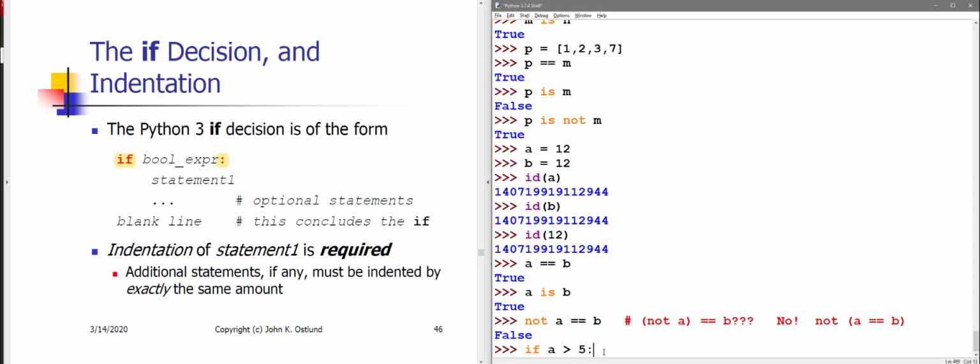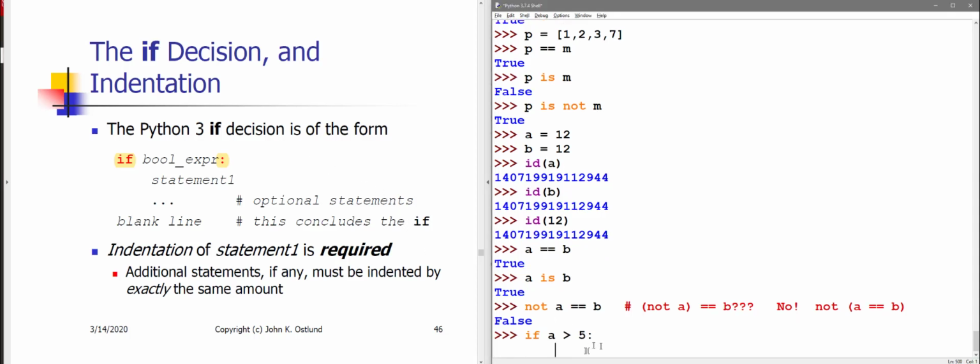Now, if the Boolean expression is true, we will execute whatever statements are contained within the if. And notice here that I've shown that these statements are indented. Python is obsessed with indentation. Everything within an if has to be indented, and furthermore, it also has to all be indented at exactly the same amount of spaces or tabs.